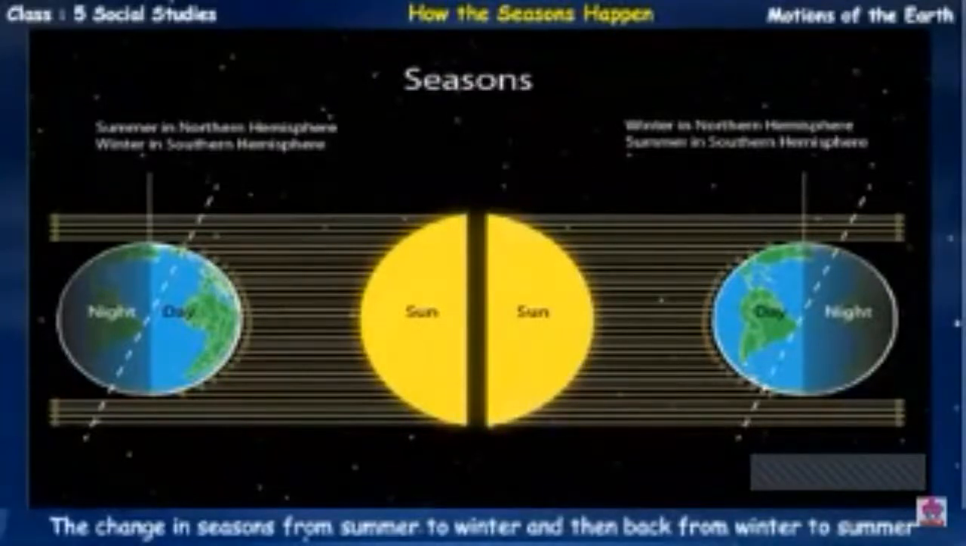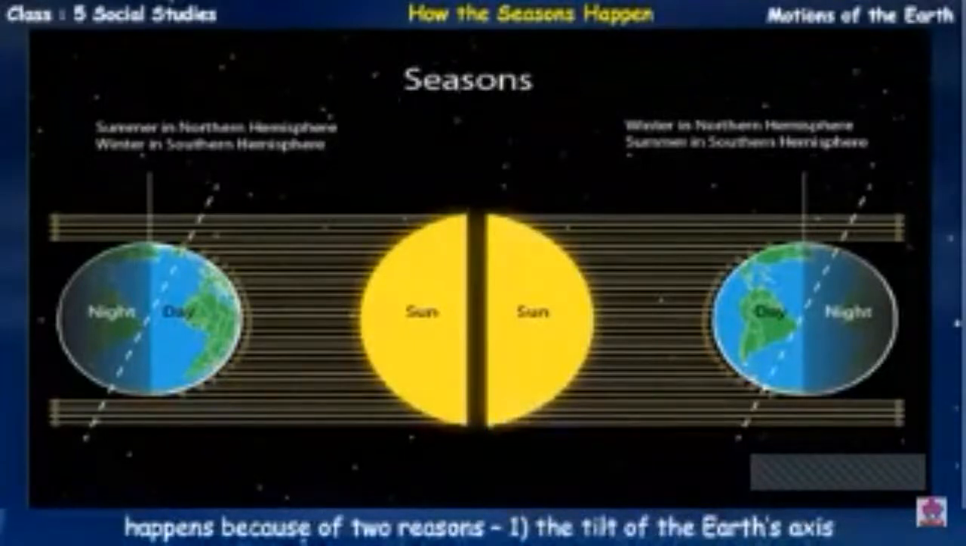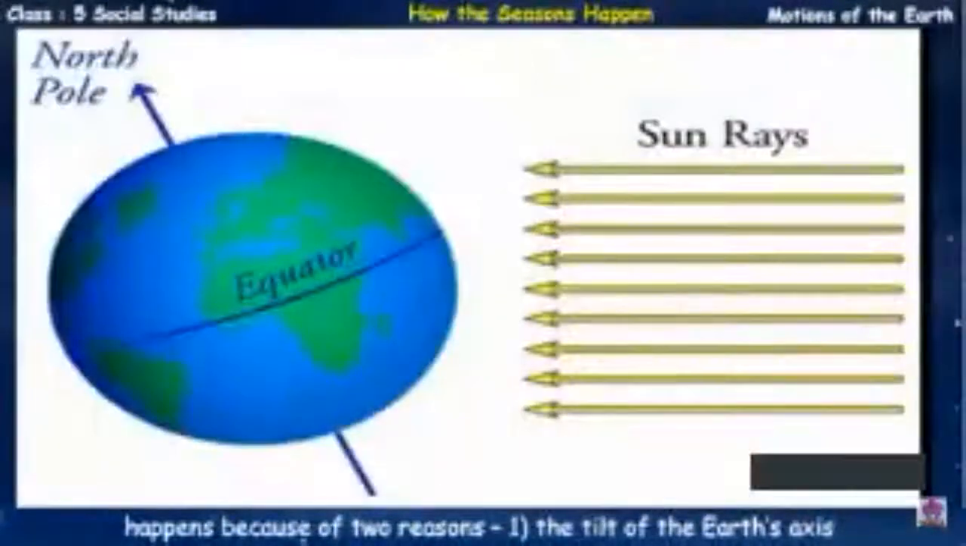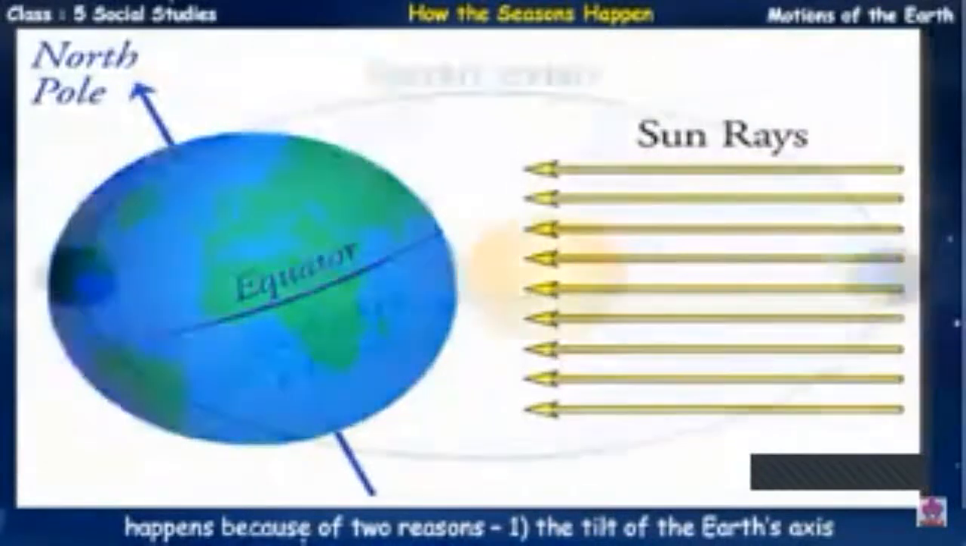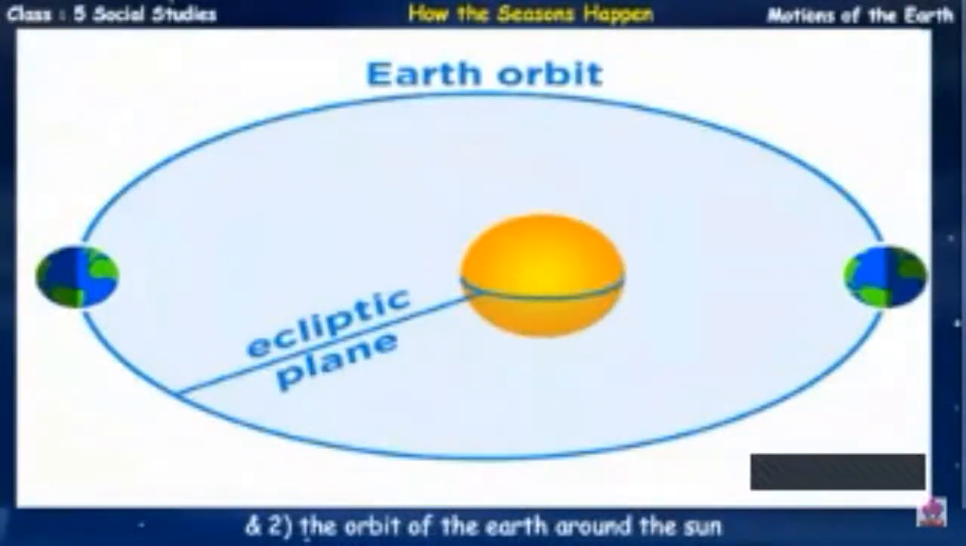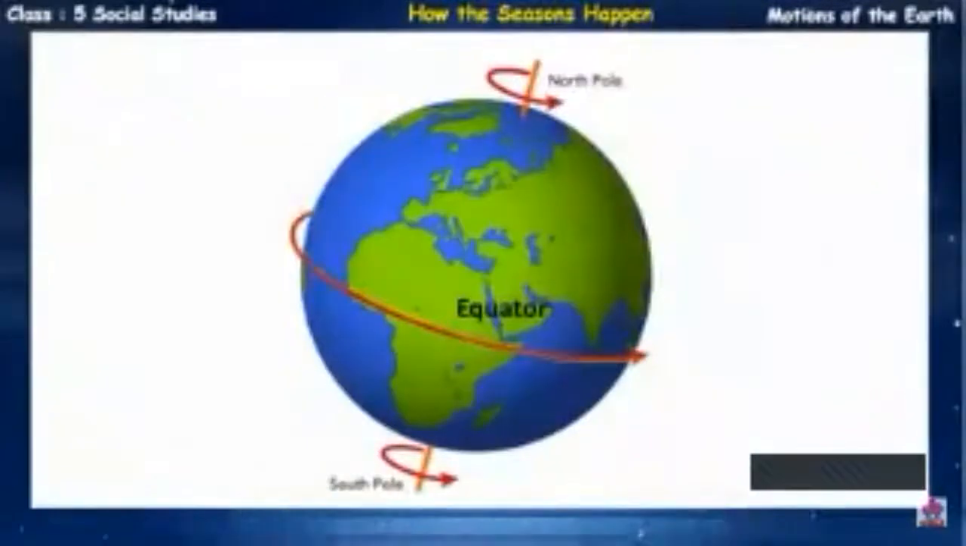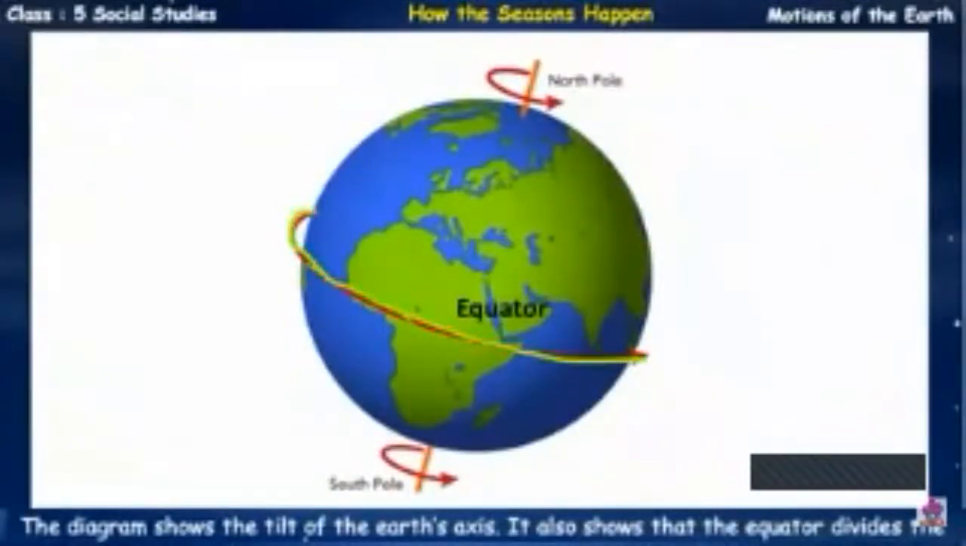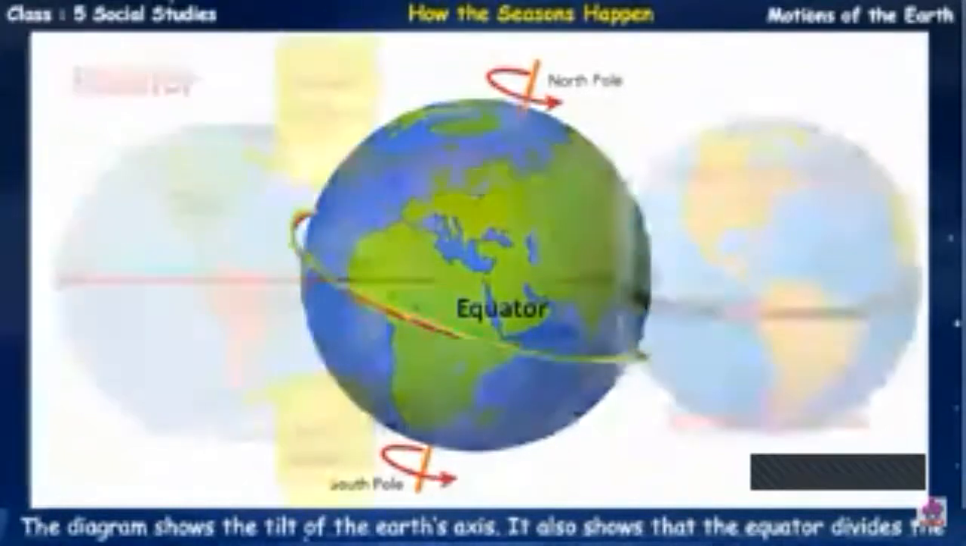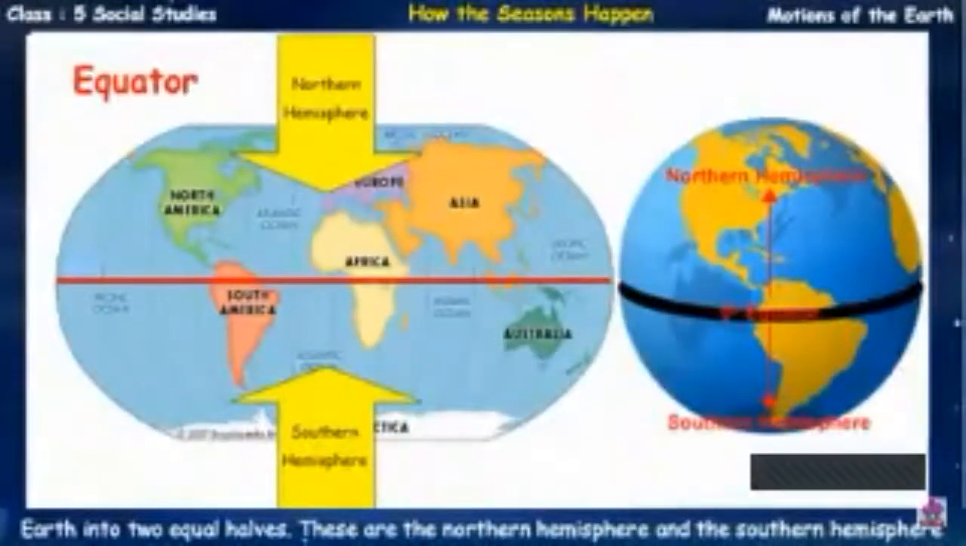Now, let's see how the seasons happen. The change in seasons from summer to winter, and then back from winter to summer happens because of 2 reasons: the tilt of the Earth's axis and the orbit of the Earth around the Sun. The diagram shows the tilt of the Earth's axis. It also shows that the equator divides the Earth into two equal halves. These are the northern hemisphere and the southern hemisphere.